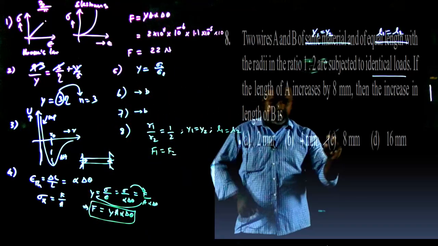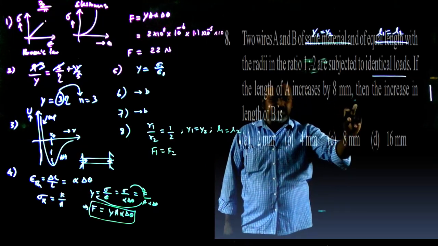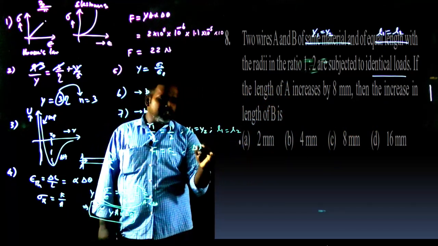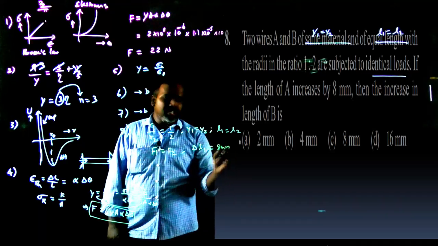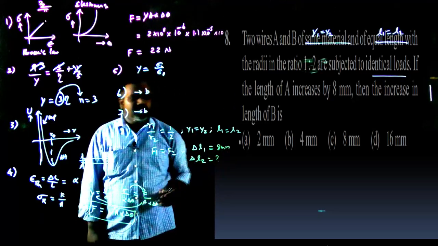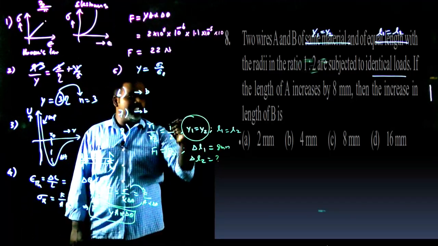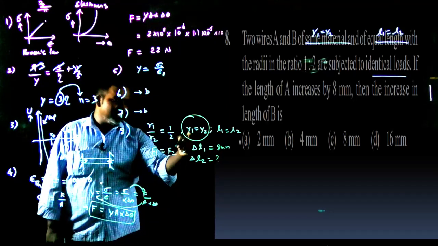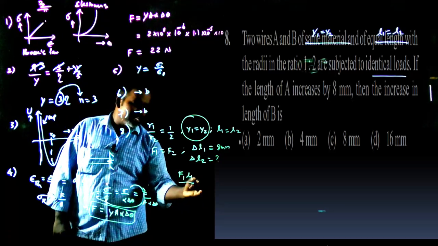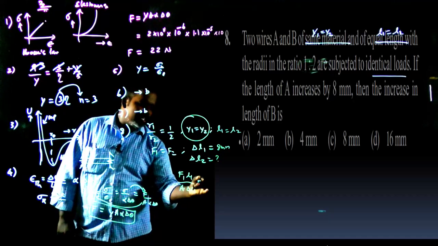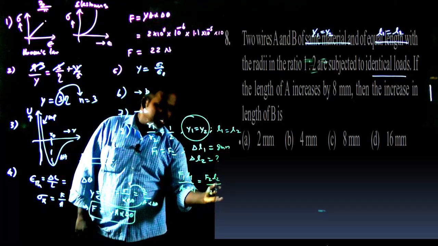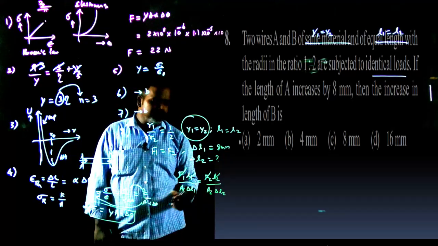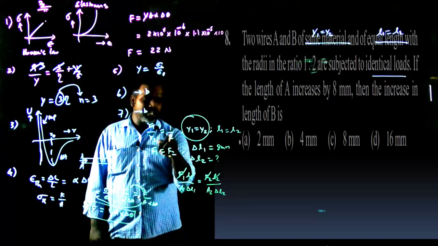And they are asking: the increase in length in A is 8 millimeter, what is the increase in length in B? So delta L1 is given as 8 millimeter, and they are asking what is delta L2. Now please see that since they said Young's modulus, the materials are the same, therefore Y1 is equal to Y2. By definition, F1 L1 divided by A1 delta L1 is equal to F2 L2 divided by A2 delta L2. Since the forces are equal, they get cancelled, and the lengths are too, but the areas of cross section are not the same because the radii are different.